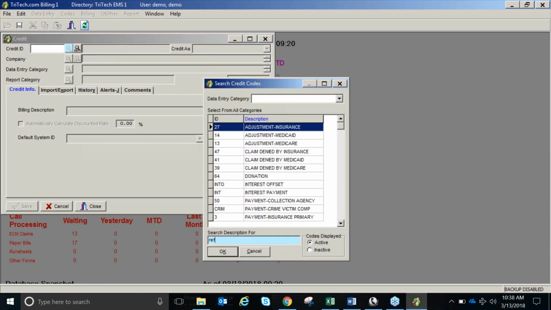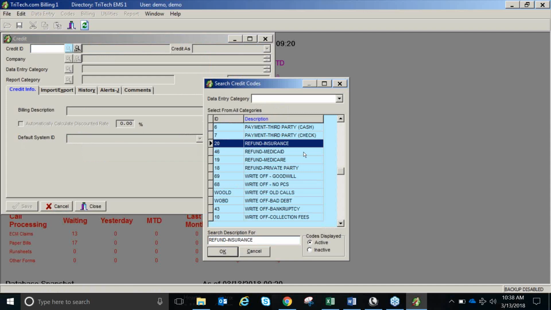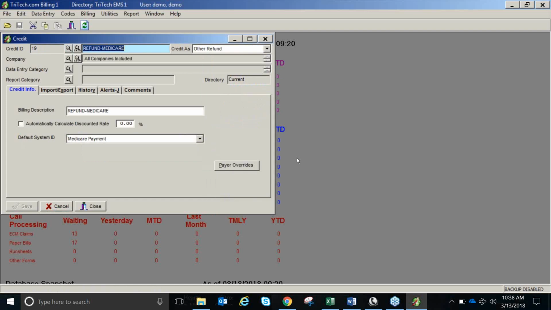Sometimes we have to refund money. Again, when we refund, we typically are refunding back to a commercial insurance company, back to Medicaid, back to Medicare, or back to a private party. Sometimes it's the patient, sometimes it might be a third-party payer that paid for the patient. Either way, it's a refund. Again, we're subtracting because we're sending that money back.